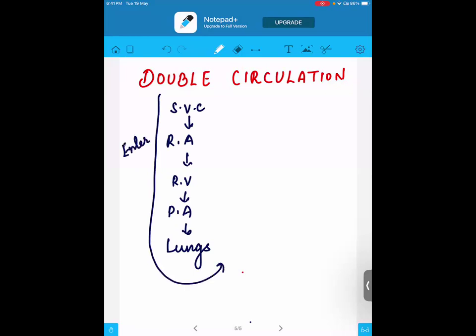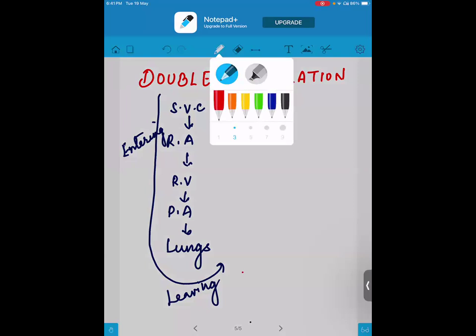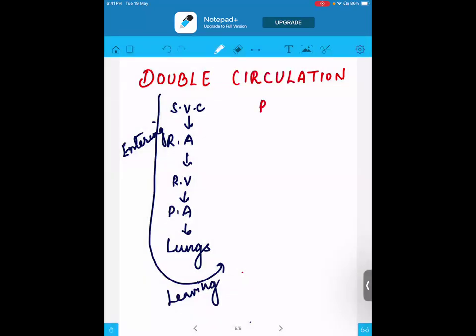So it is entering and then leaving. The second time, again, they are coming back. The blood is coming back through the pulmonary vein. From the pulmonary vein to the left atrium, then from the left atrium to the left ventricle, then to the aorta, and then to the body.